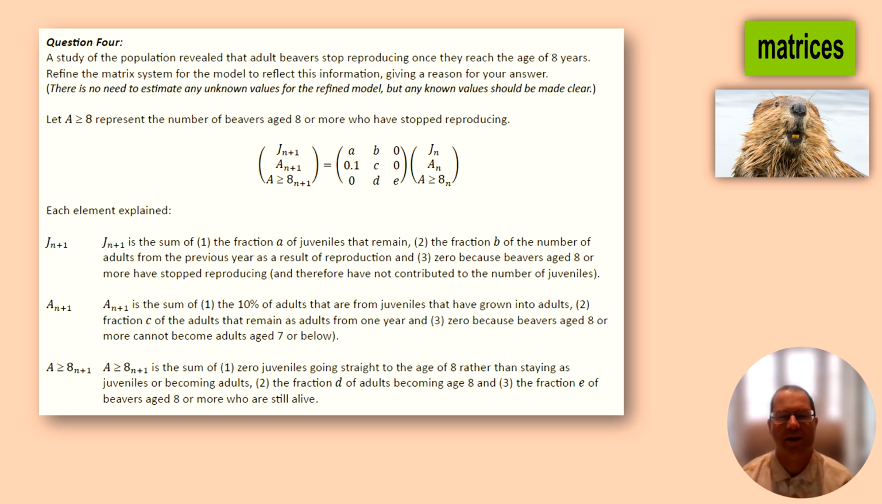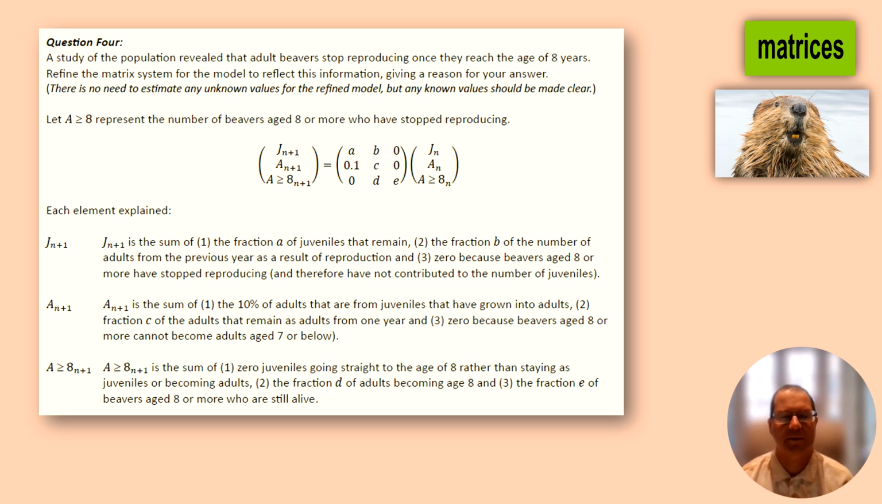So my answer is A, B, 0, 0.1, C, 0, 0, D, E, and I need to explain the 0, 0.1, 0, and 0. So let's look at each element. Jn+1 is the sum of, firstly, the fraction a of juveniles that remain, which we don't know. Secondly, the fraction b of the number of adults from the previous year as a result of reproduction. And thirdly, 0, because beavers aged 8 or more have stopped reproducing and therefore have not contributed to the number of juveniles. So the 0 is the only number in the top row that we actually know, and it's because adults aged 8 and above cannot reproduce.